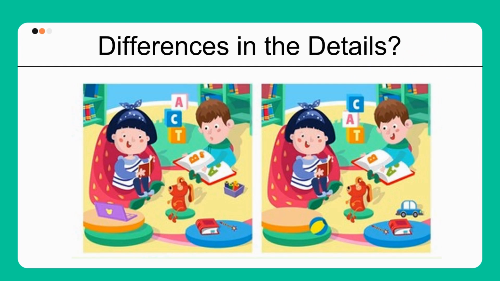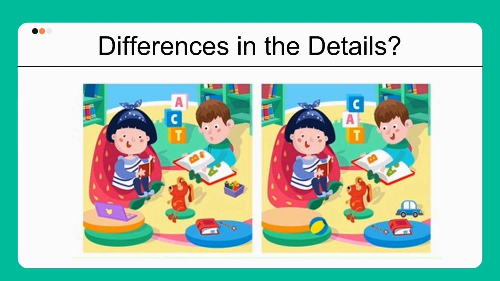We're going to refocus our detail skills because our next slide is very much detail oriented. So right now, take a look at the picture on the left and the picture on the right and see how many differences you can identify. I see the computer on the left-hand side, no computer on the right. Look at the blocks behind them. They're in a different order. And there's a blue car on the right-hand side.